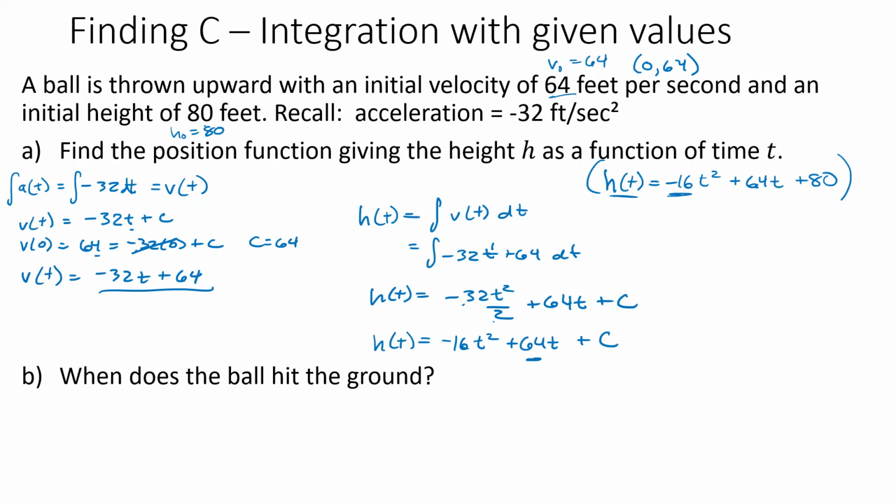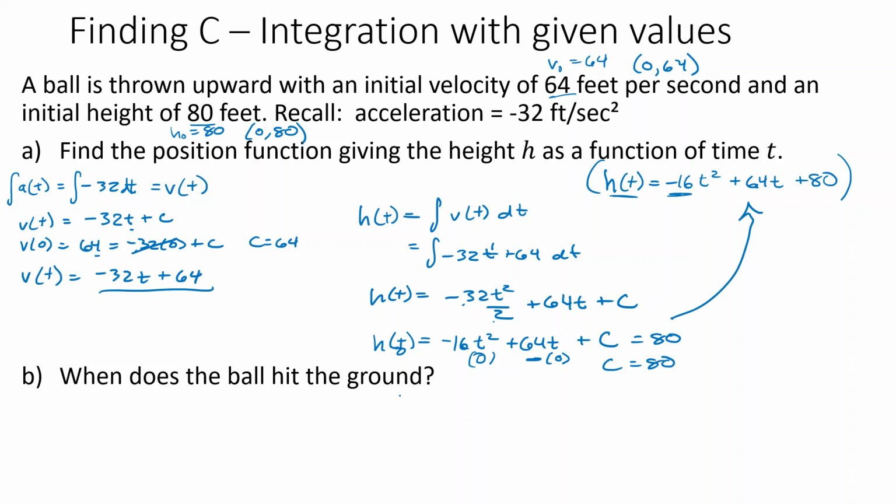And now we've got that our initial height is 80, so we've got the point (0, 80). So if we plug in 0, we should get 80. So 0 there, 0 there, and this whole thing should be 80. This is going to go away. This is going to go away. We get c equals 80. And that's how our initial height ends up being 80. So now we just get exactly that.